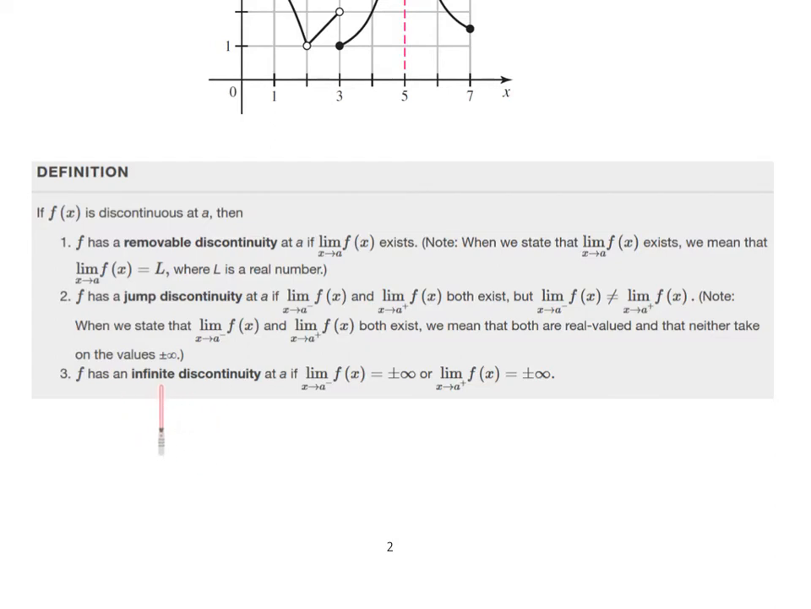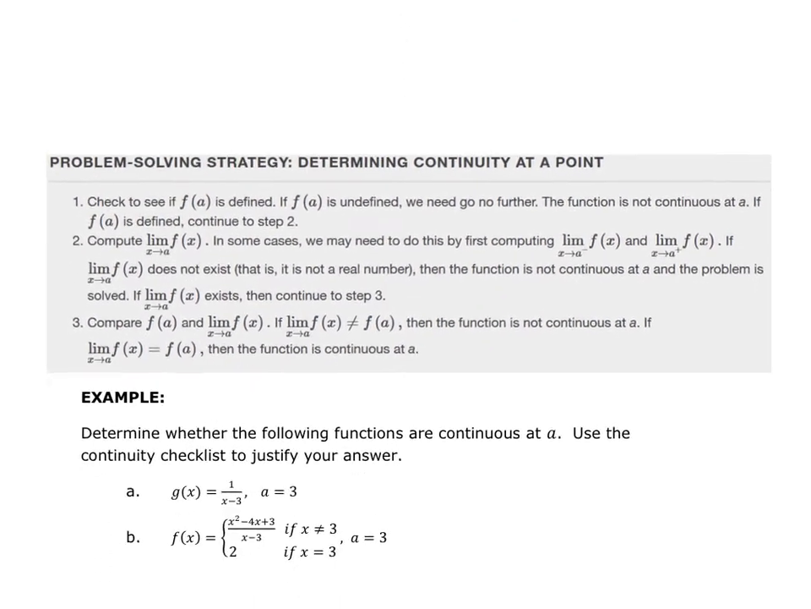And then the infinite discontinuity is by definition: as x approaches a from the left, it equals positive or negative infinity, or as x approaches a from the right, it is equal to positive or negative infinity. It does not necessarily have to equal the same thing. They can go in different directions for it to be an infinite discontinuity. What has to happen by definition is that as x approaches a from the left, or as x approaches a from the right, it goes to positive or negative infinity.